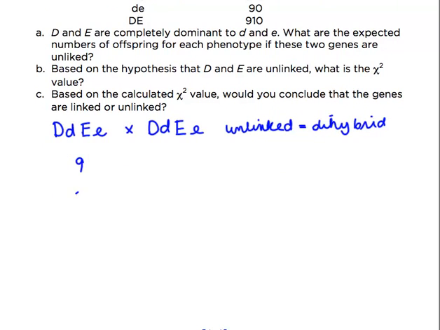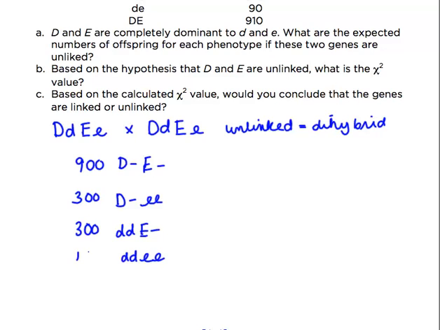You have 9 to 3 to 3 to 1 ratios, where 9 is the dominant phenotype for both genes, 3 is the dominant phenotype for one gene and recessive for the other, 3 is the opposite, and then the 1 represents the recessive phenotype for both genes, so little d, little e. Now if there are a total of 1600 progeny, and these add up to 16, that means we're going to multiply by 100 to get our expected numbers. So for this dominant phenotype, you would expect 900, 300 for this, another 300, and 100 here, which totals 1600.